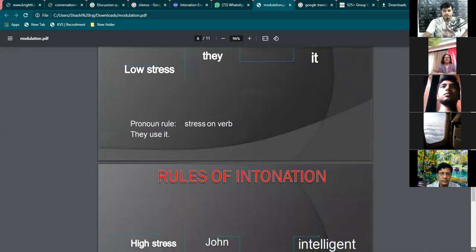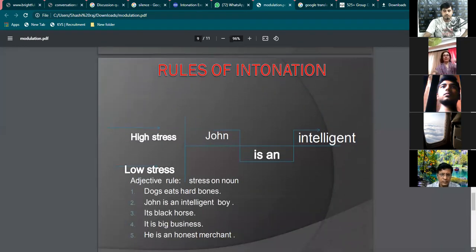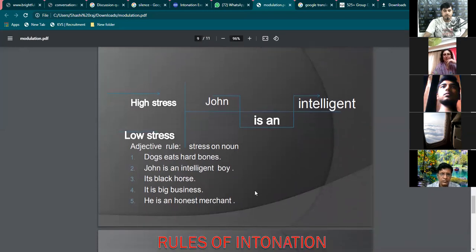The next we have the adjective rule. Whenever we have an adjective, we need to put stress on the noun only. For example, "Dogs eat hard bones." You need to put stress on dogs and bones. "John is an intelligent boy." You need to put stress on John and boy. Intelligent is written, so that's okay.